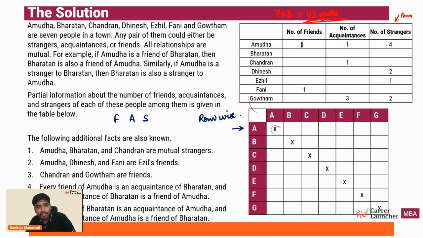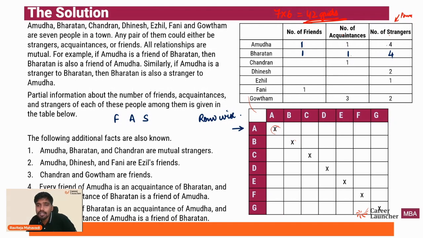We also know every friend of A is an acquaintance of B, and every acquaintance of B is a friend of A. Similarly, every friend of B is an acquaintance of A, and every acquaintance of A is a friend of B. That means the number of acquaintances of A is the number of friends of B. The number of friends of A is the number of acquaintances of B. So 1 is 1 and 1. So the number of strangers that B will have is also 4.